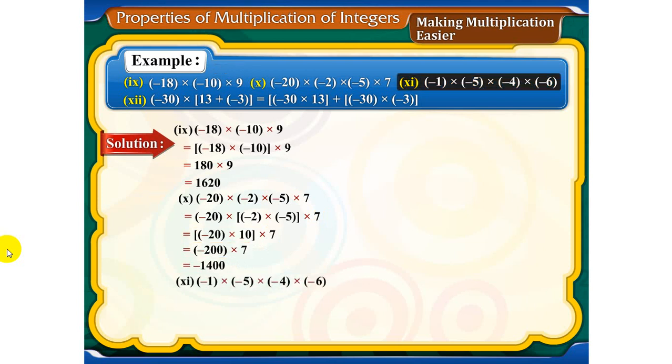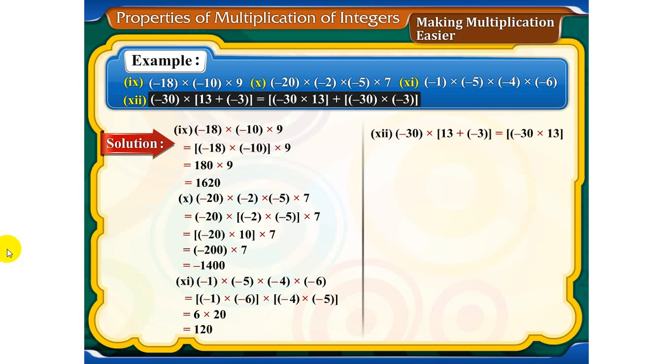11. Negative 1 multiplied by negative 5 multiplied by negative 4 multiplied by negative 6 is equal to negative 1 multiplied by negative 6 multiplied by negative 4 multiplied by negative 5, which equals 6 multiplied by 20, which equals 120.